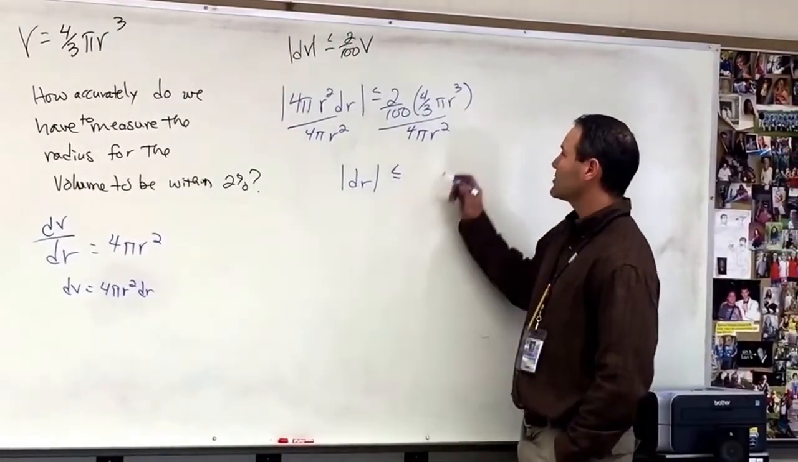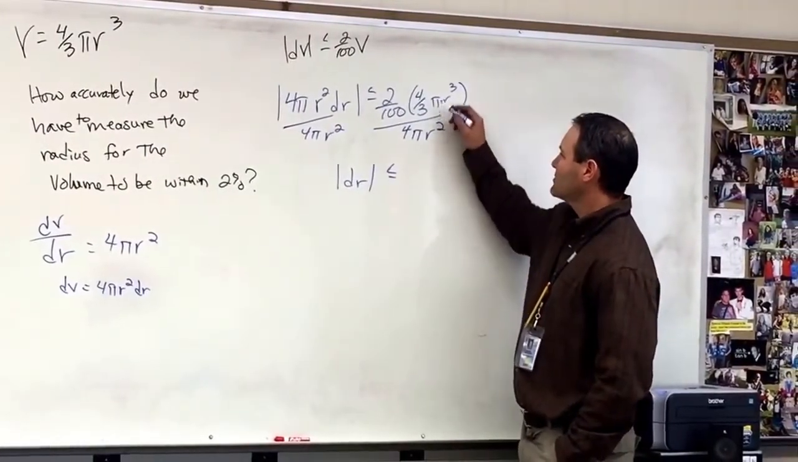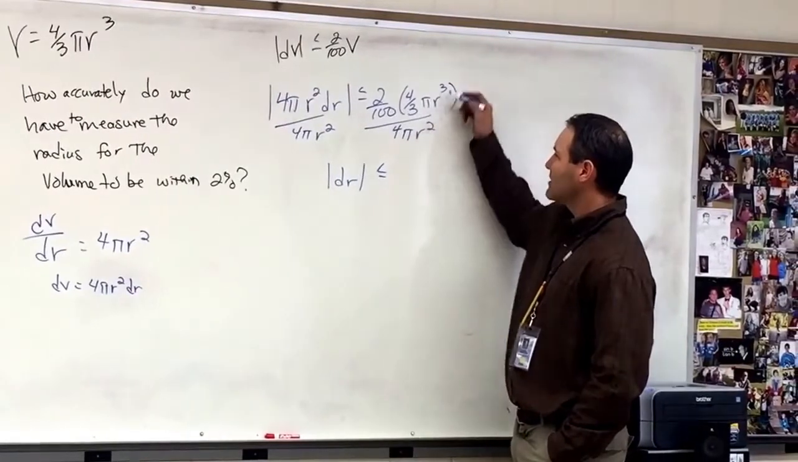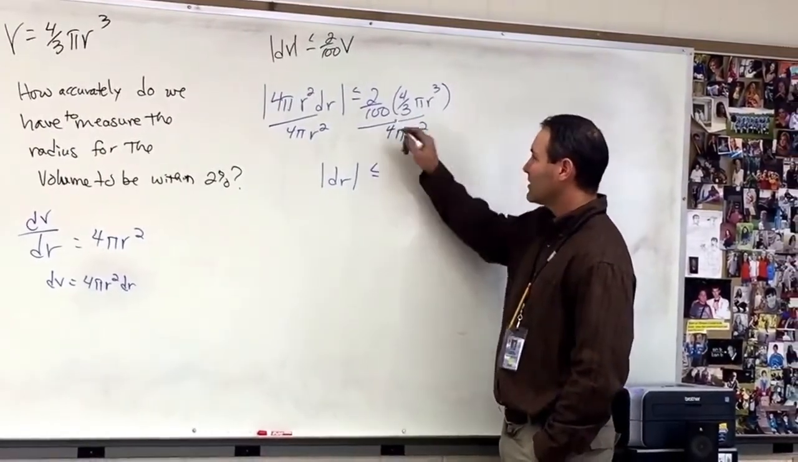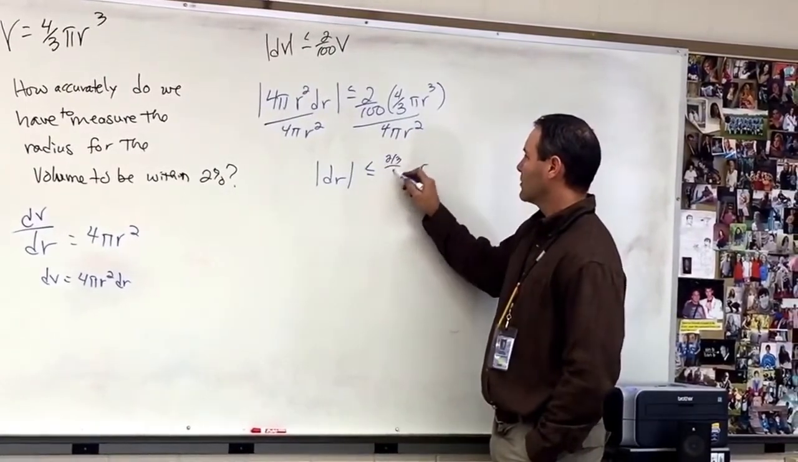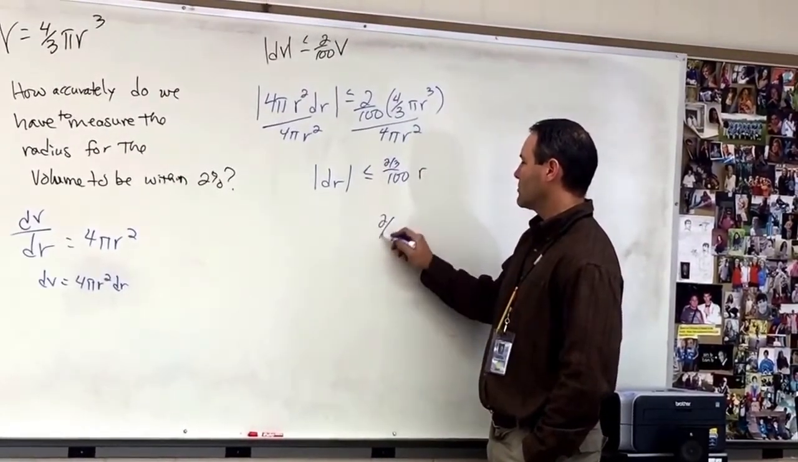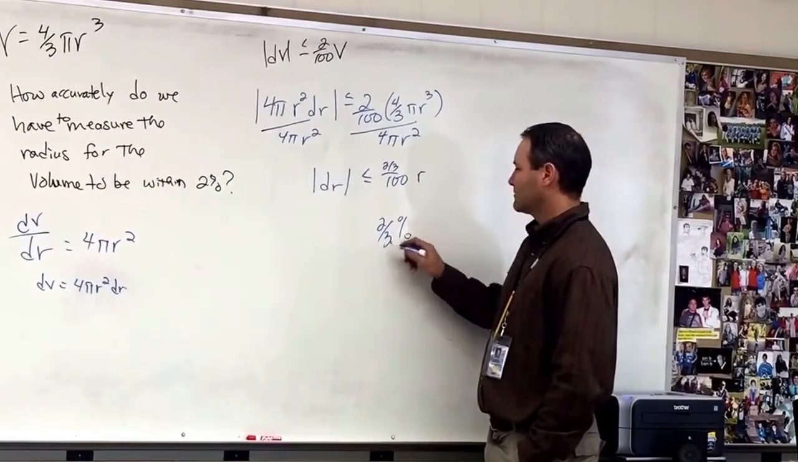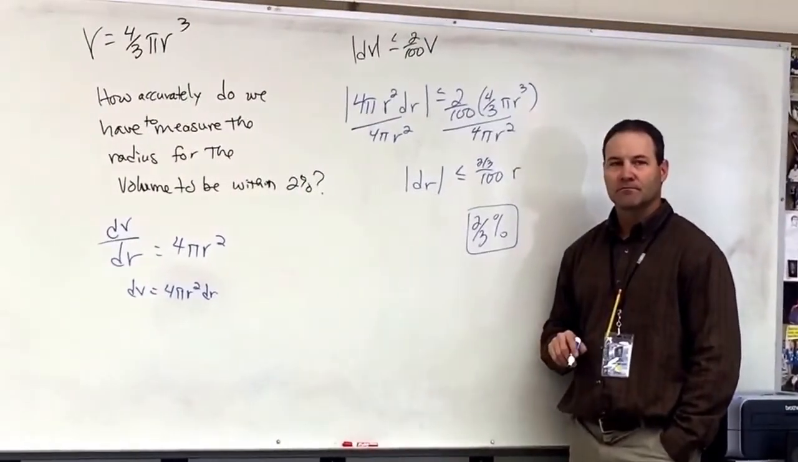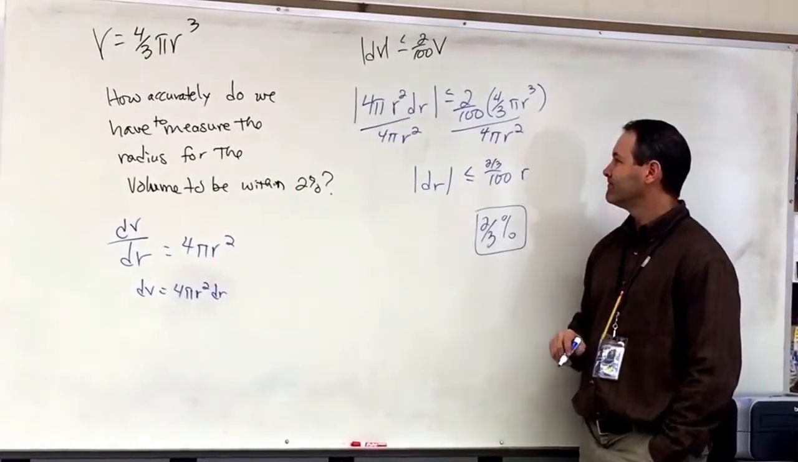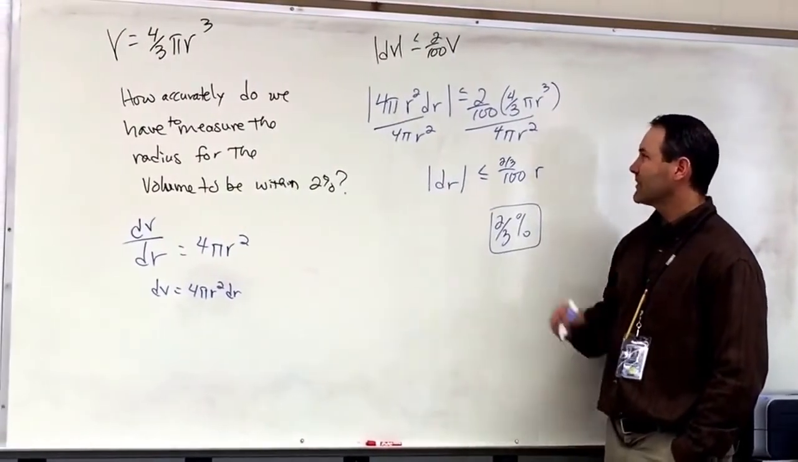Is it 2/3%? Mm-hmm. So the 4's cross off, pi's cross off, one of the r's cancels, so you just have 2/3 over 100. This is correct. So 2/3 of a percent. So then it's 3 over 50, which is the same as 2/3 over 100. Does that make sense?